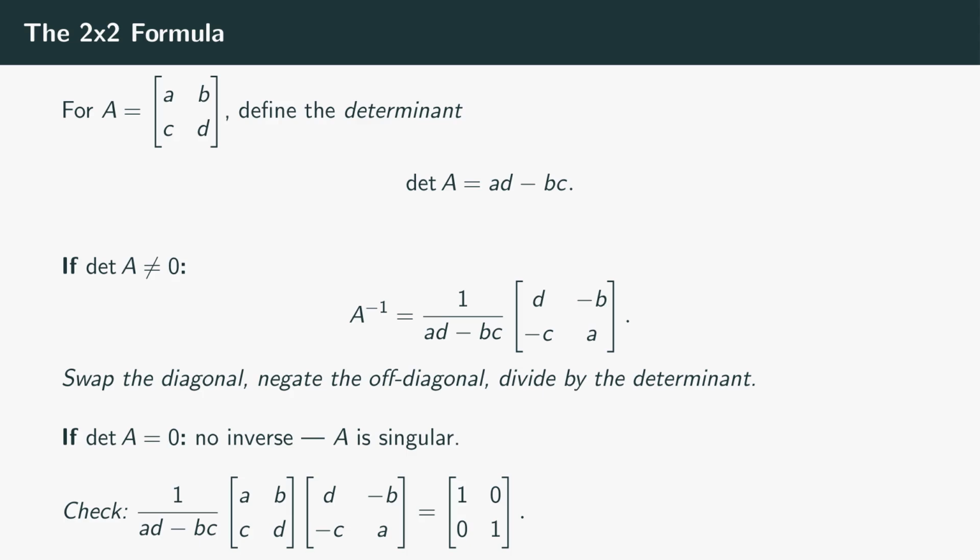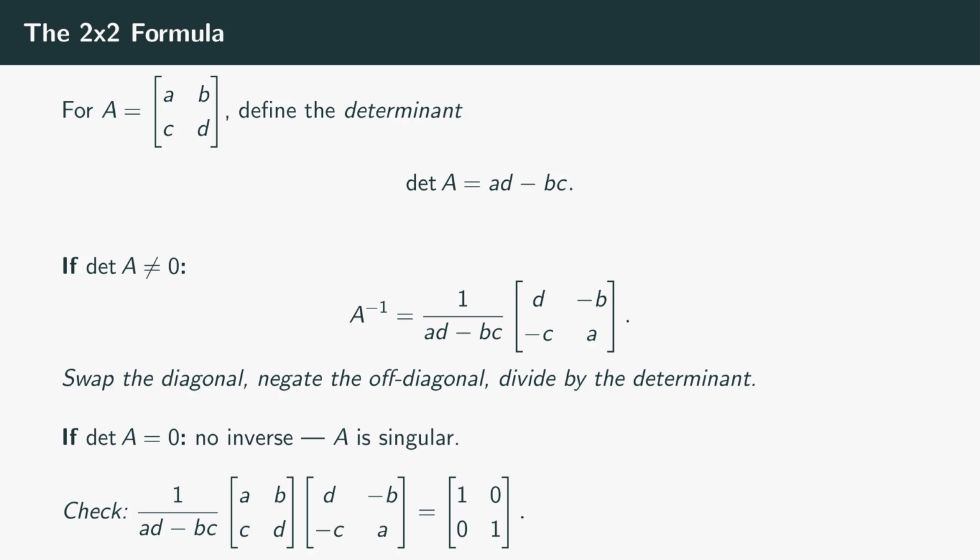For 2x2 matrices, there is a formula worth memorizing. Write A with first row a, b, and second row c, d. The key quantity is the determinant of A, defined as a times d minus b times c, the product of the diagonal minus the product of the off-diagonal. If that determinant is not zero, the inverse exists and is given by a tidy recipe. Swap the two diagonal entries a and d, negate the two off-diagonal entries b and c, and then divide the whole matrix by the determinant.